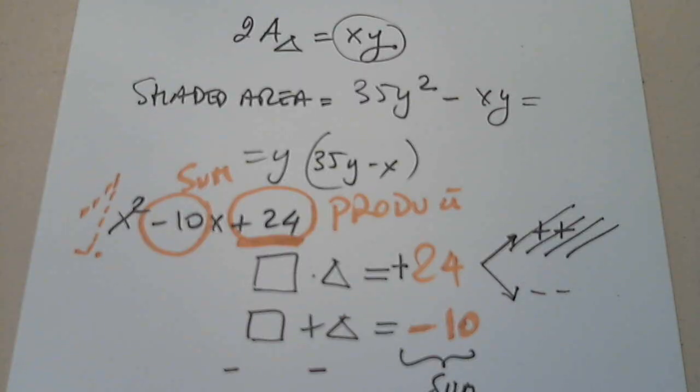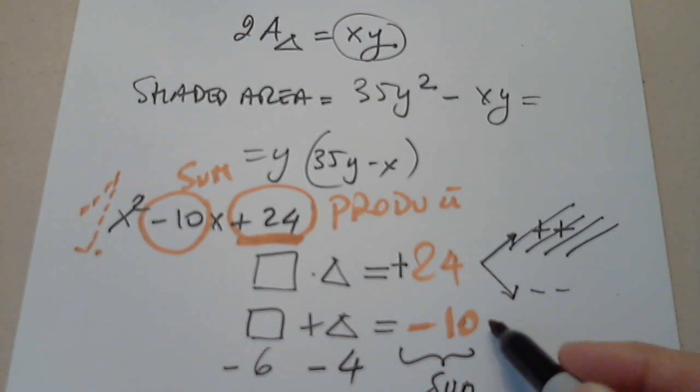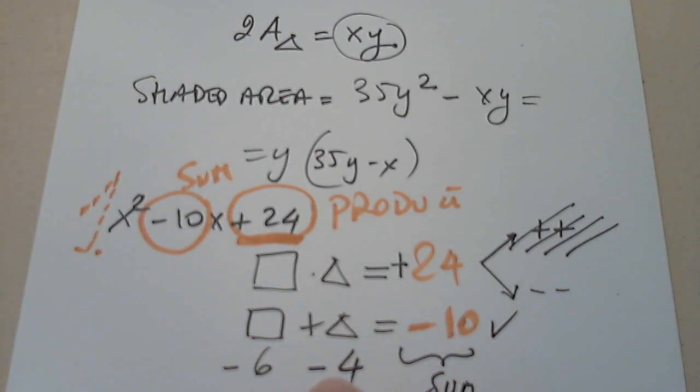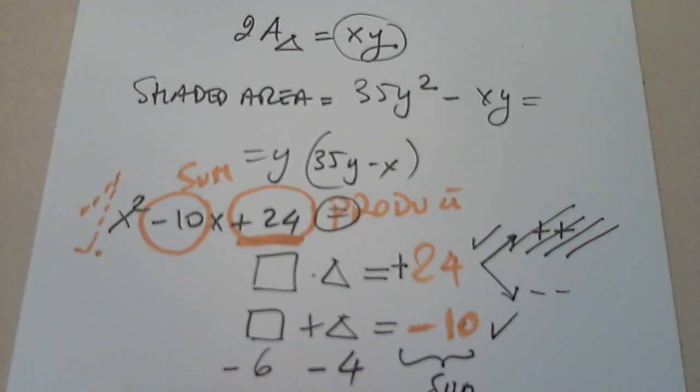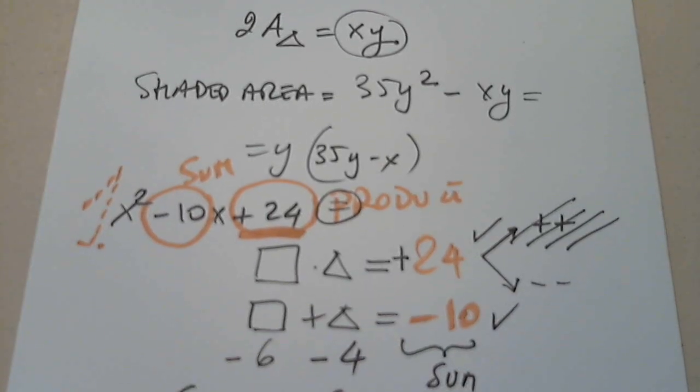Again, sorry, Rachel, if you want to say it again. -6, -4. -6 and -4. Why? -6 minus 4 is -10. -6 times -4 is positive 24. So therefore, from here, can anyone give us the factored form?